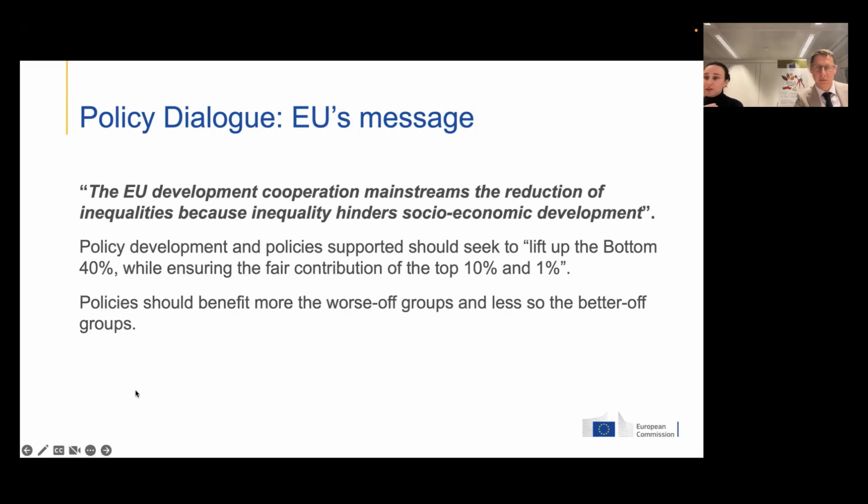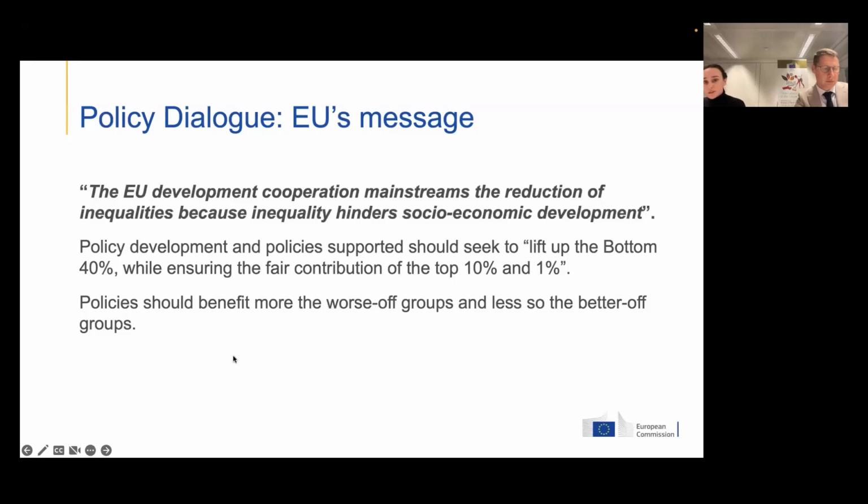Something that should also be done, in addition to saying that inequality is a priority, that it is a cross-cutting priority, is also to explain why inequality is important. And we have seen that in the first session, why inequality matters, but it's important to say that inequality hinders socioeconomic development and that it will reduce the ability to achieve better development outcomes. And in order to answer the challenge, it is important to lift up the bottom 40% while ensuring the fair contribution of the top 10% and 1%.